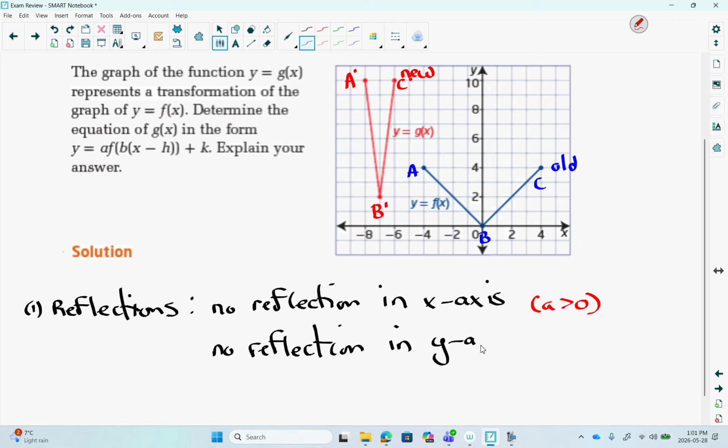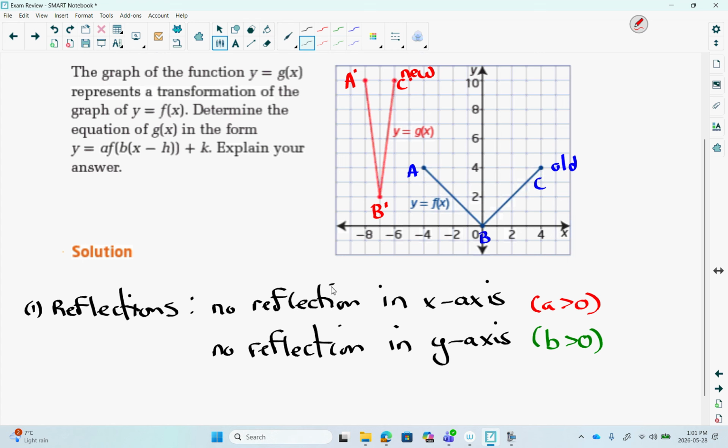What does it mean? Which parameter does it affect? A, B, H, or K? When we're talking about reflection in the y-axis, it's the B value. If there is a reflection in the y-axis, B is negative. If there is no reflection in the y-axis, B is positive. That's what that means. B is greater than 0.